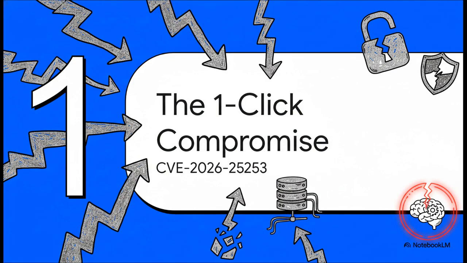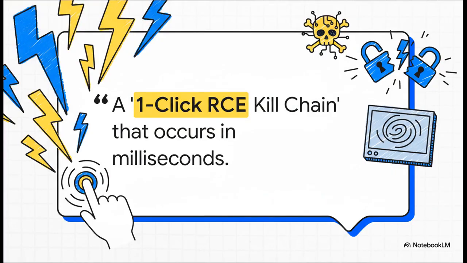Okay, so we've got this massive exposure. Now let's dig into the attack itself. We're going to focus on the most critical vulnerability here, CVE 2026-2523, because it turns this widespread exposure into a direct line for total system compromise. There's a reason researchers are calling this a one-click RCE kill chain. An attacker can get full remote code execution with just a single click from the victim. And the whole thing is over in milliseconds. That's faster than anyone could possibly notice, let alone react to.